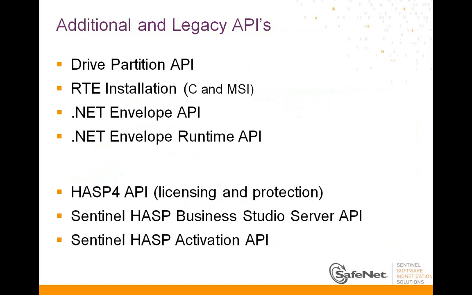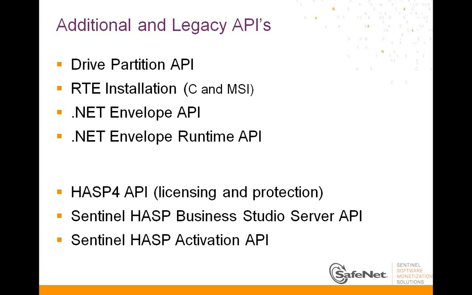Okay, let's talk about additional and legacy APIs. As for additional APIs, the first one on the list is the Drive Partition API, which allows you to create a partition on the HL Drive dongle to create a CD-ROM emulator area. It helps you specify the size of the flash memory relative to the CD-ROM emulator and load files to the CD-ROM emulator. The Runtime Installer API provides developers with an interface for integrating the runtime environment installation onto the installation of the vendor's protected application.